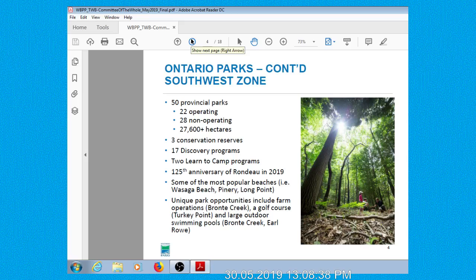We have a farm at Bronte Creek. There are pigs and turkeys and animals, and it's an opportunity to do education around different farming and settling activities. We have a golf course in Turkey Point Provincial Park. I think it's 9 holes that the park staff operate. We also have 2 large swimming pools. The one at Bronte Creek is 2.5 acres. And so we have lifeguards that work there and a range of different programs and activities there.